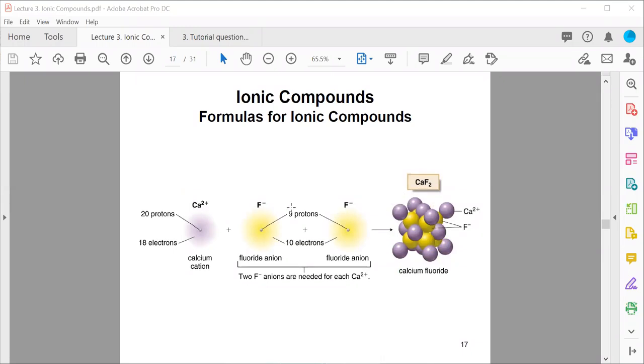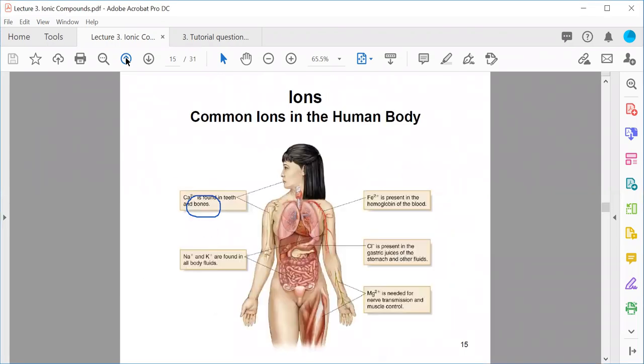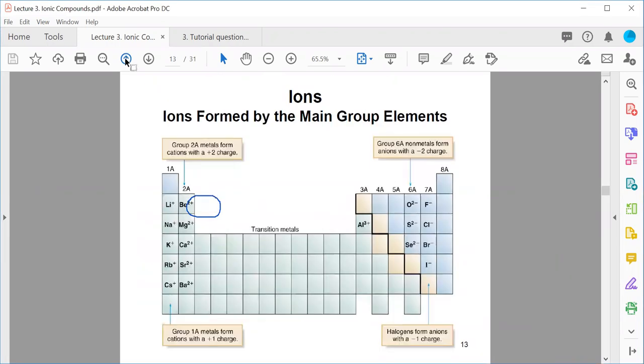Correct. So for this example, we'll look at calcium. Let's find calcium first on the periodic table. Here it is, group 2A. It's a metal, so it forms a positive charge. Group 2A, so it forms a 2+ charge.